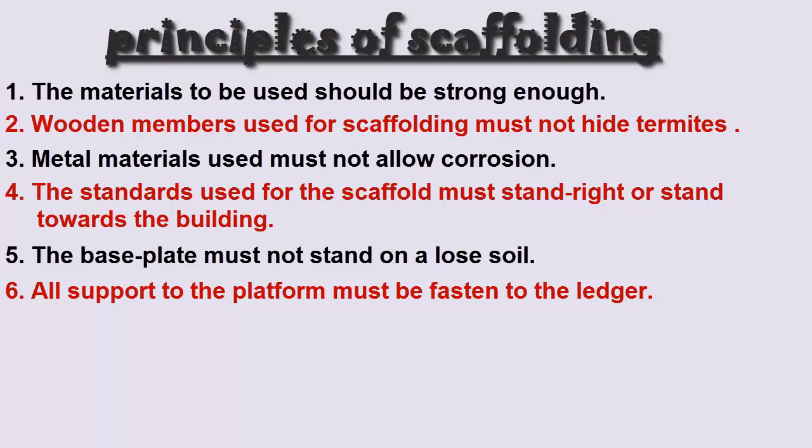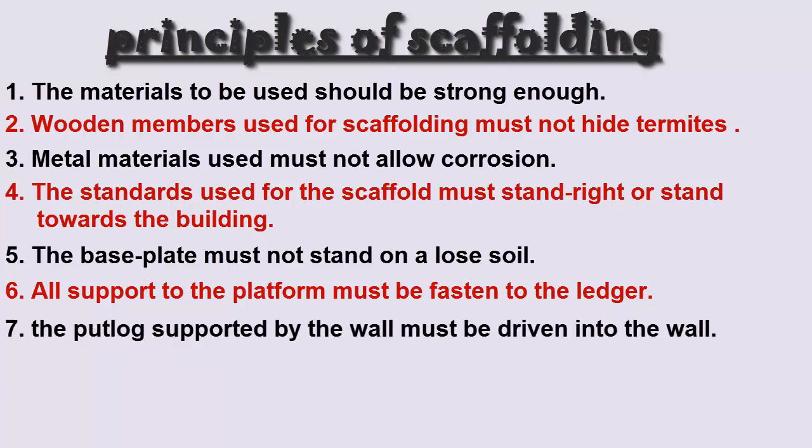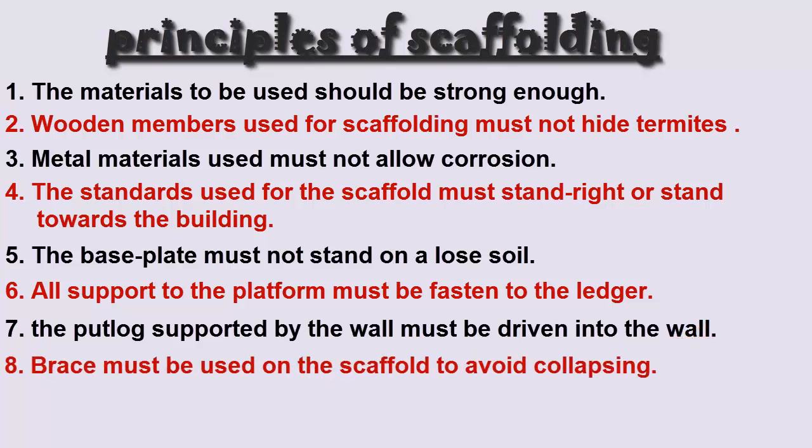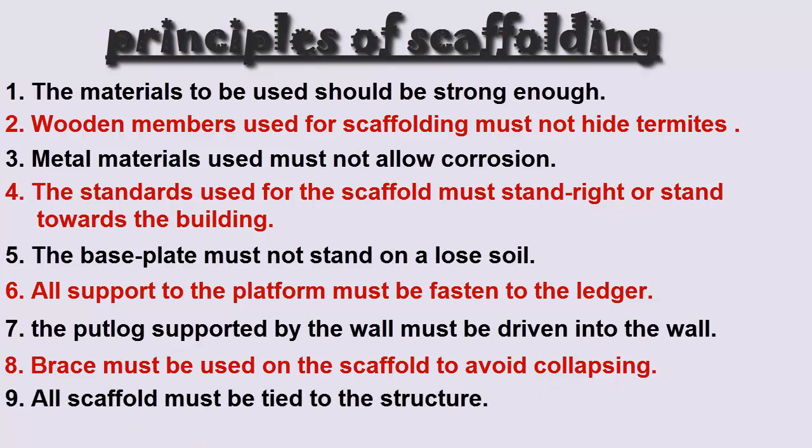That is, the put lock or the transom that is going to be used to support the platform where one is going to stay must be fastened to the ledger. The put lock supported by the wall must be driven into the wall. Bracing in the scaffold must be used to support the scaffold and prevent it from collapsing. All scaffold must be tied to the structure.